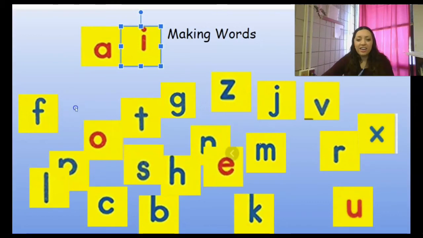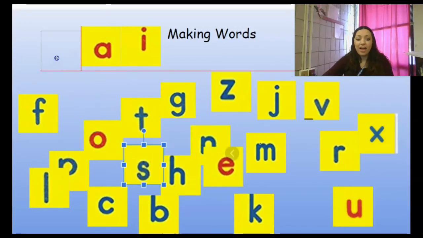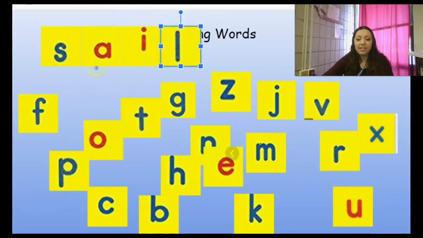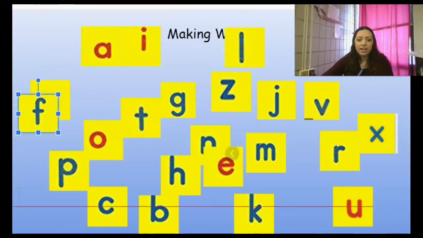So you can see that I already moved our new vowel digraph AI up here. And we know that AI says A. It just makes the A sound. So I'm going to move some letters around and see if we can figure out what word it is, okay? What if I add an S as the beginning sound and an L at the end? Sail, very good. And this type of sail is like when you're talking about a sailboat or you're sailing out on the ocean. All right, let's try it again.